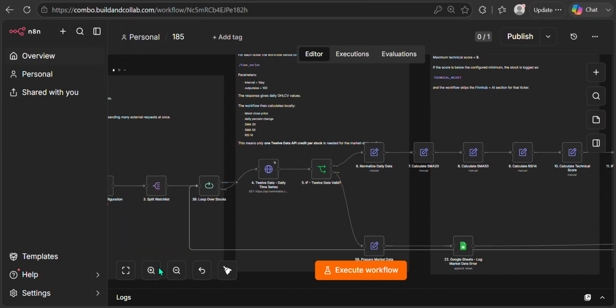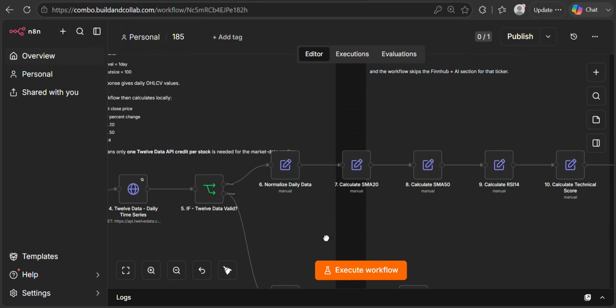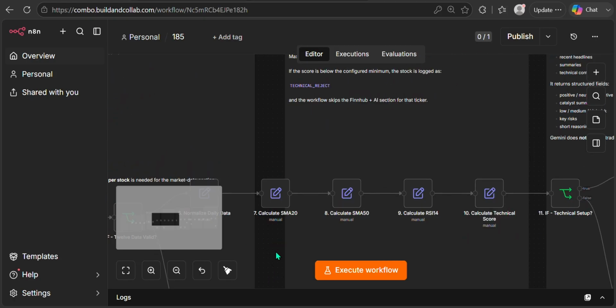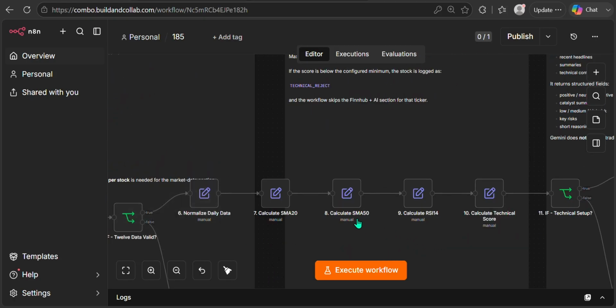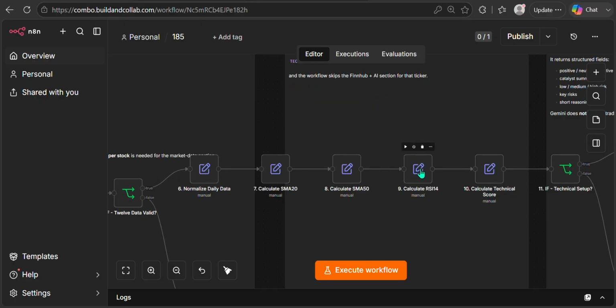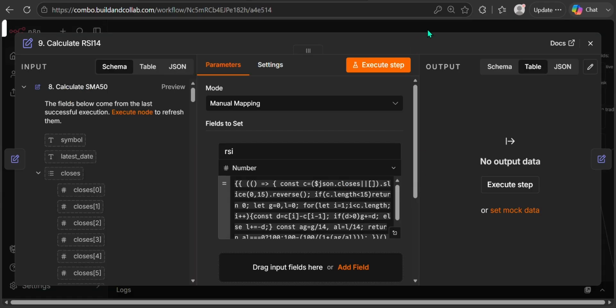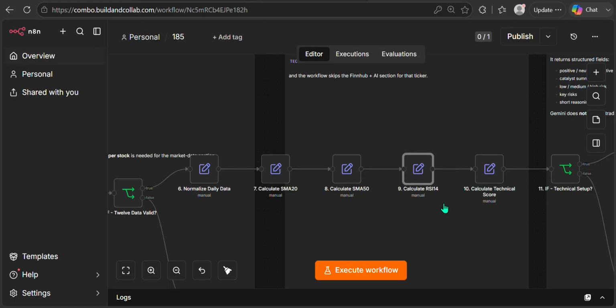Now we move to the technical indicators. If the market data is valid, the workflow cleans and normalizes the prices. Then it calculates a 20-day simple moving average and a 50-day simple moving average. After that, it calculates RSI 14. These indicators help us understand the current trend and the momentum of the stock.